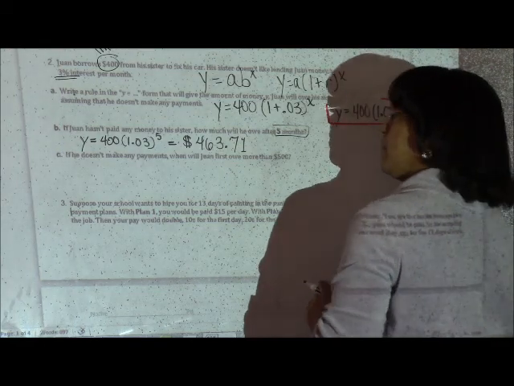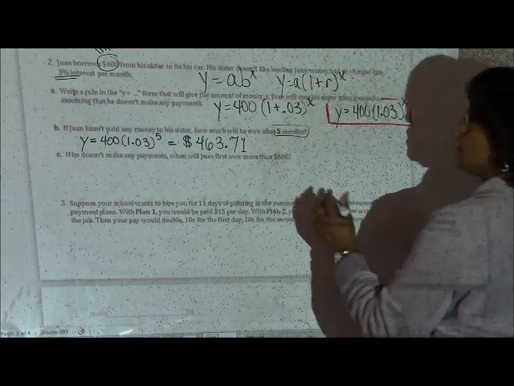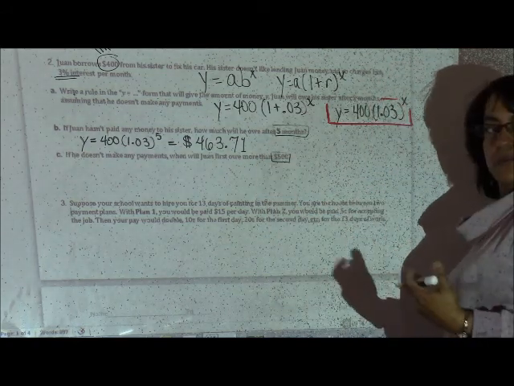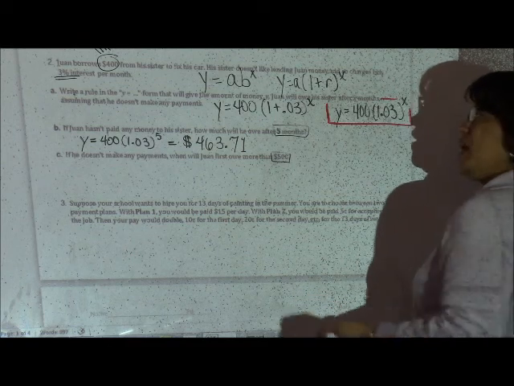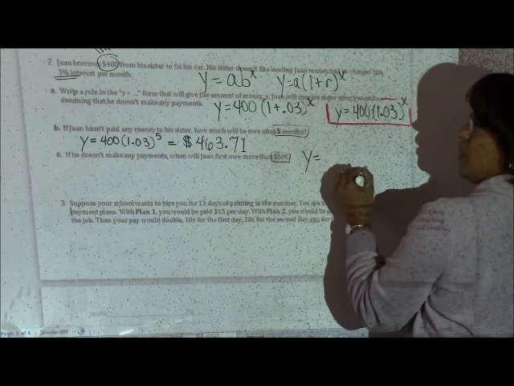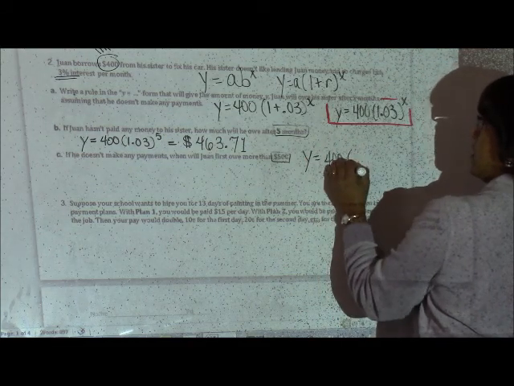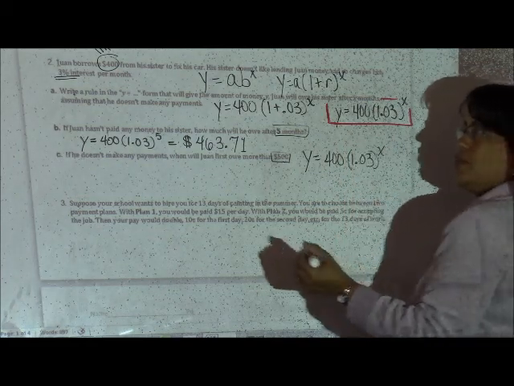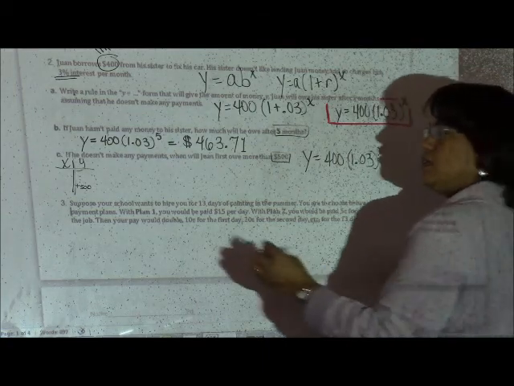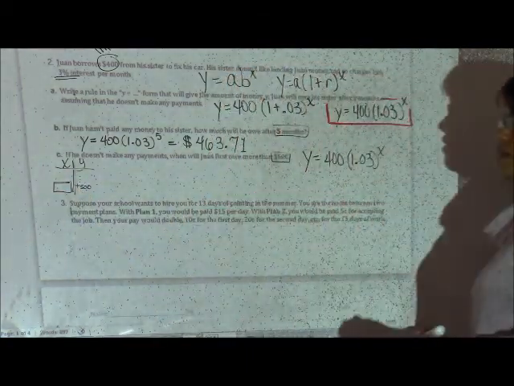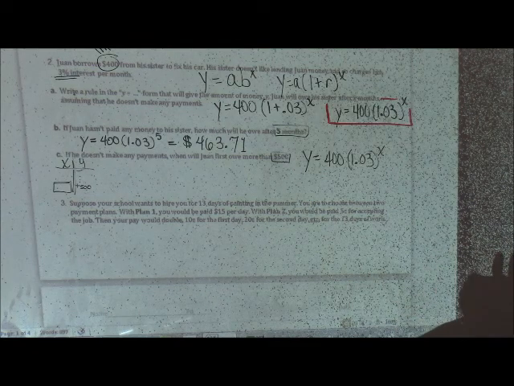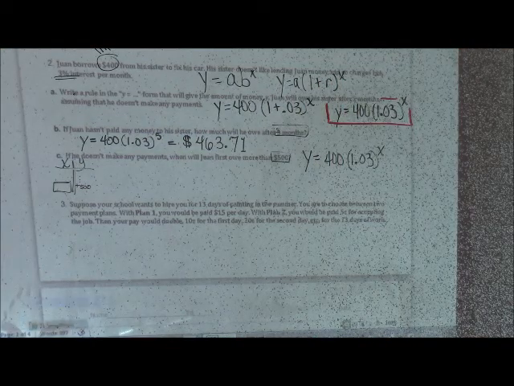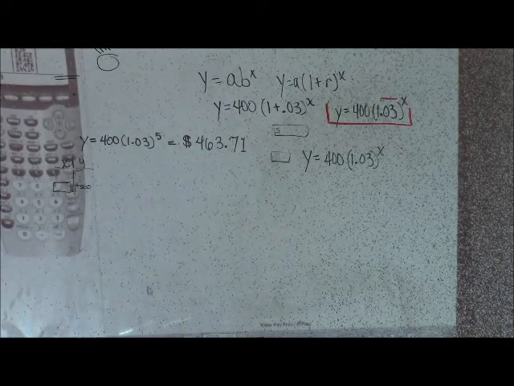C: If he doesn't make any payments, when will Juan first owe more than $500? So the best way to do this is actually to look at the table. So what equation would you put in the table? Right, you would put in your general equation. y is equal to 400 times 1.03 to the x. And then you're going to look in your y column, and when y is more than 500, we want to know what x is. So I'm going to pop up the table. I hope I can pop up the graphing calculator without messing up too much, but we'll see. It's looking okay right now.